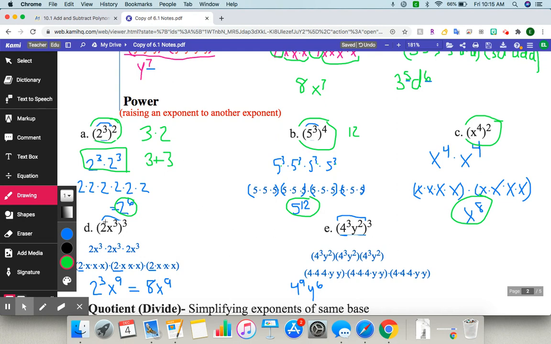Notice in part D, this base of 2 actually has that invisible exponent of 1. So I multiplied 3 times 1 to make this 2 to the third power, and then 3 times 3 to make this x to the 9th power.